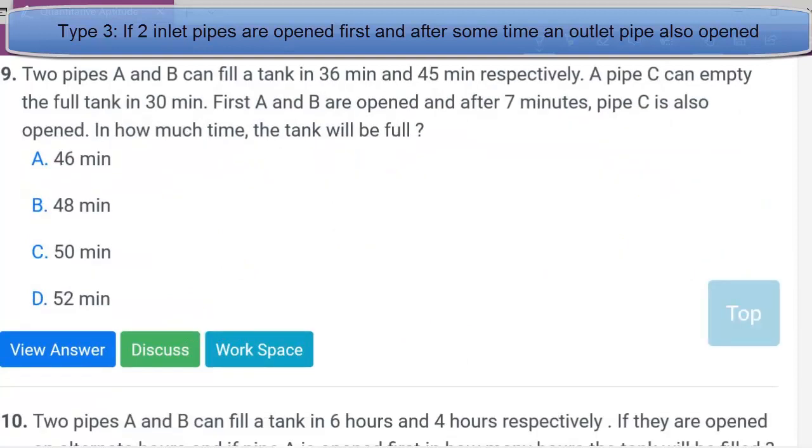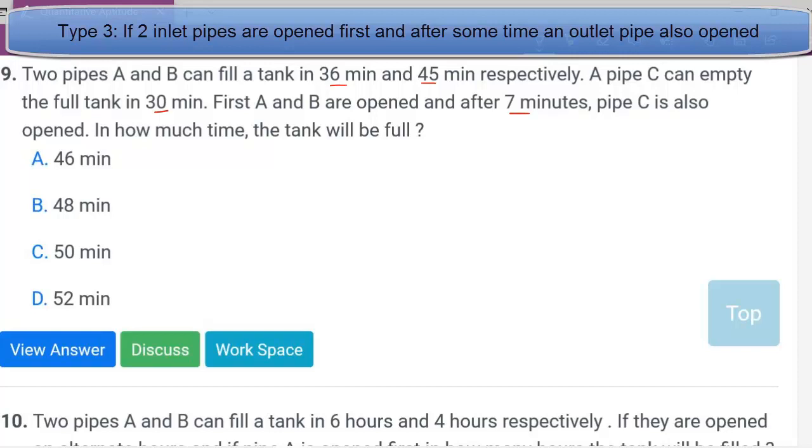So let's take the next question. In this question it is said two pipes A and B can fill a tank in 36 minutes and 45 minutes respectively. Pipe C can empty the full tank in 30 minutes. Pipes A and B are opened, and after 7 minutes pipe C is also opened. So in how much time will the tank be full?